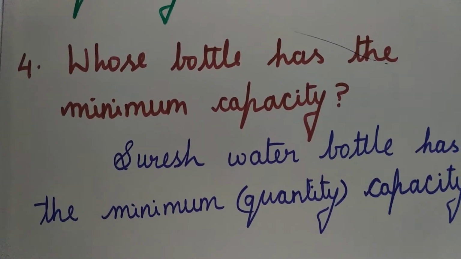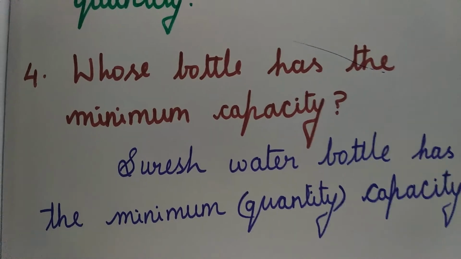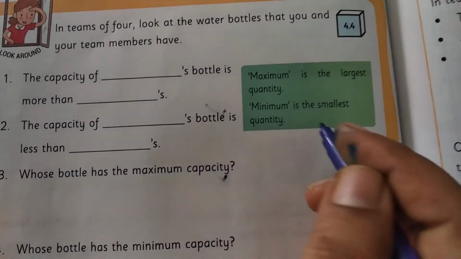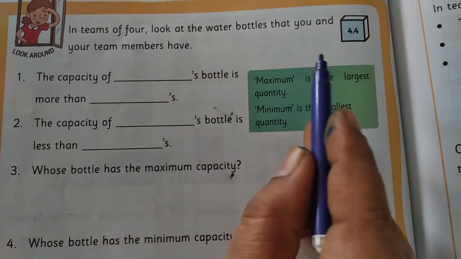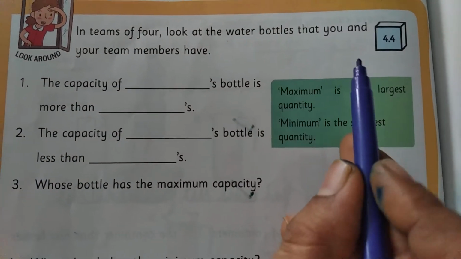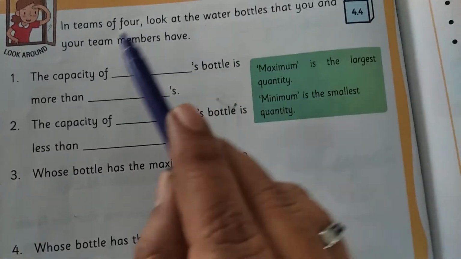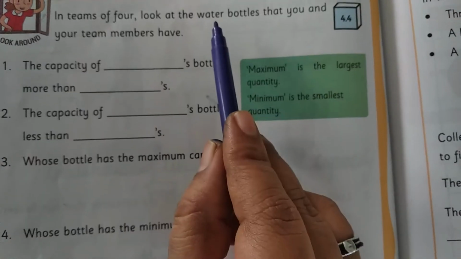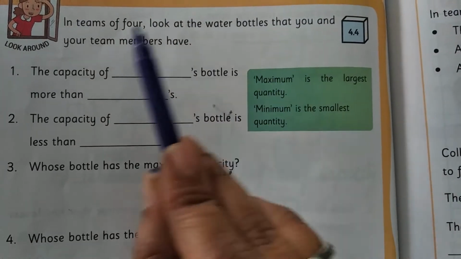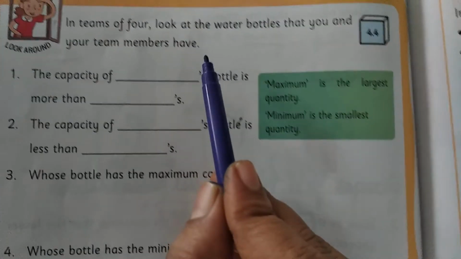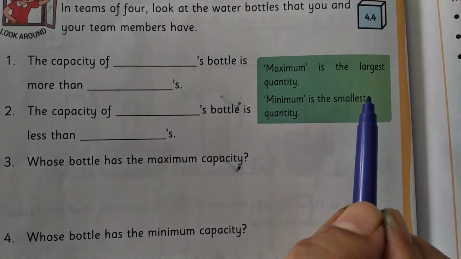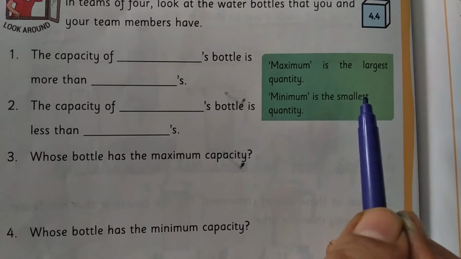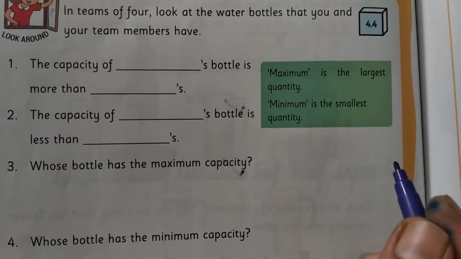Okay, yes. Now everyone take your Maths Studio, page number 72. See, now we are going to see the Look Around activity 4.4. Here they have given the questions in terms of 4. Look at the water bottles that you and your team members have. For example, I have shown you Raman's and Suresh's water bottles. You can take yours and your mom's also.